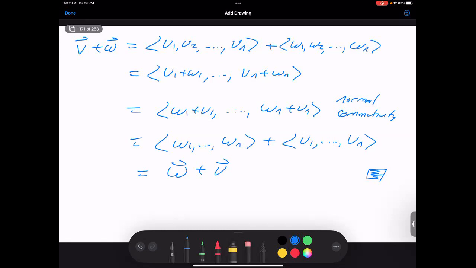Because normal addition is commutative, when I add component by component, I've got w1 plus v1, I can flip that to v1 plus w1. Or if I'm at v1 plus w1, I can flip that to w1 plus v1. And I just do it component by component by component. This is where you get associativity. Normal addition is associative. And so when you go through this argument, you'll get this.